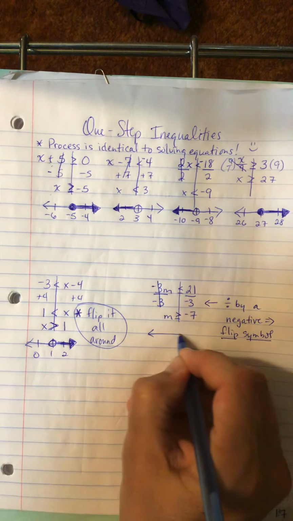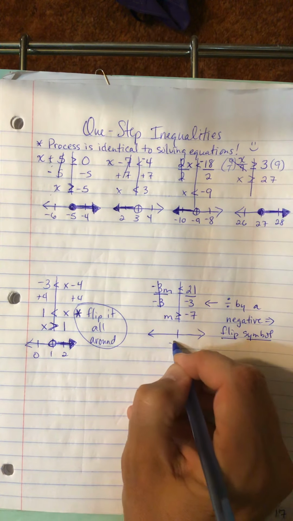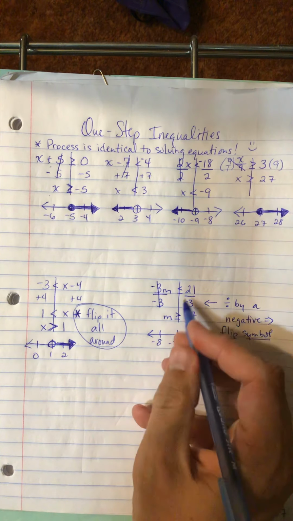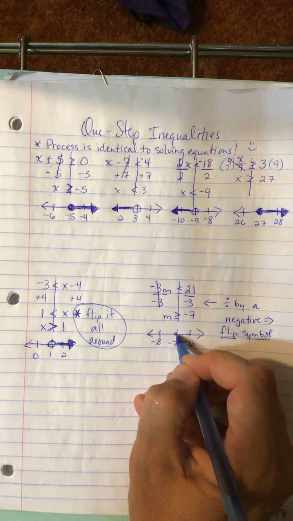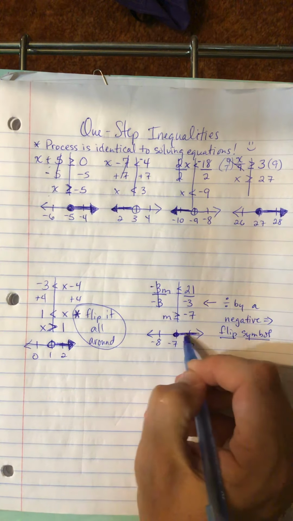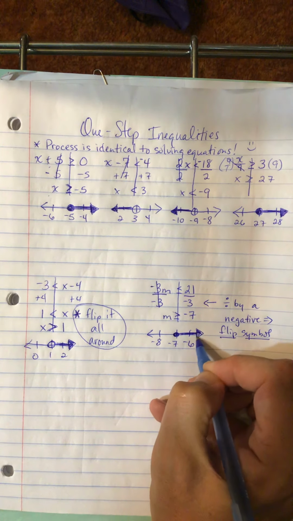So if we were to graph this on our number line, negative 7 is the key, so negative 8, negative 6, greater than or equal to, so we're going to fill in that circle. It's pointing to the right, so we shade to the right.